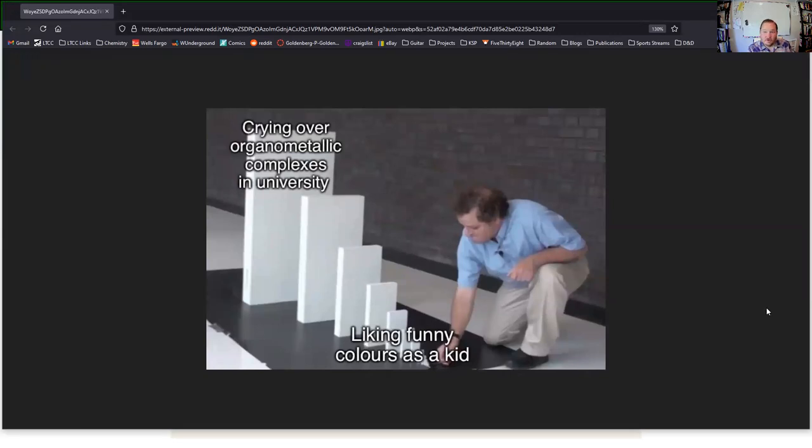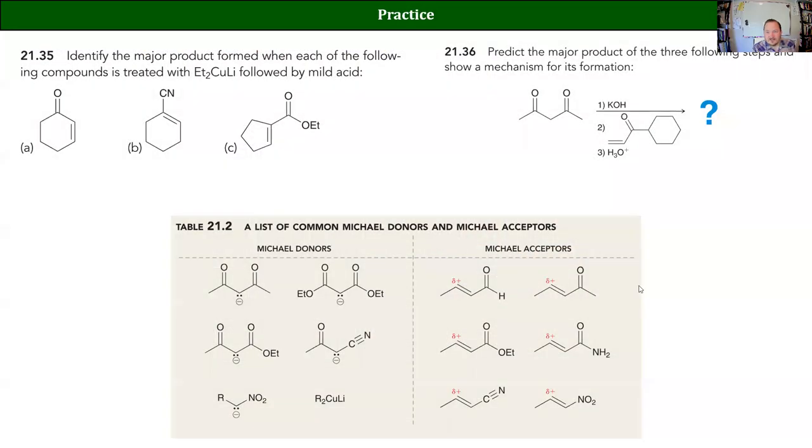You can wind up with a domino effect. If you start out liking chemistry, eventually it cascades into organometallic complexes in university classes. It doesn't seem like any of the individual steps that led you to that point were unreasonable, but all of a sudden you're dealing with organometallic complexes and trying to figure out Michael donors and Michael acceptors, and you just started out because you liked the fun colors and setting stuff on fire when you were a kid. Started out as fun games. Yeah, exactly. Gen Chem is all fun and games, and now you have to dig into it a little bit.